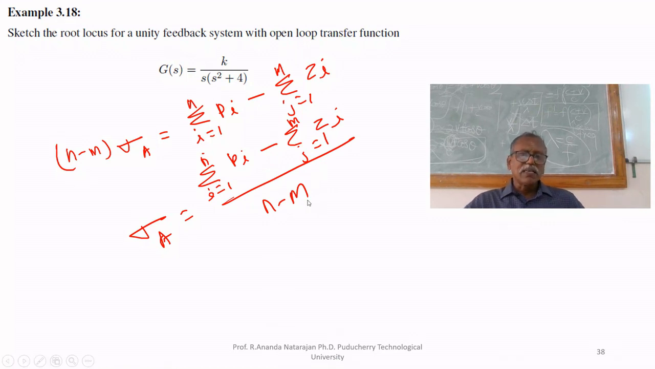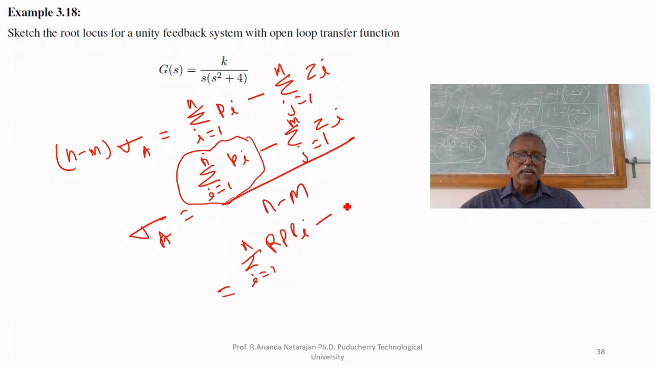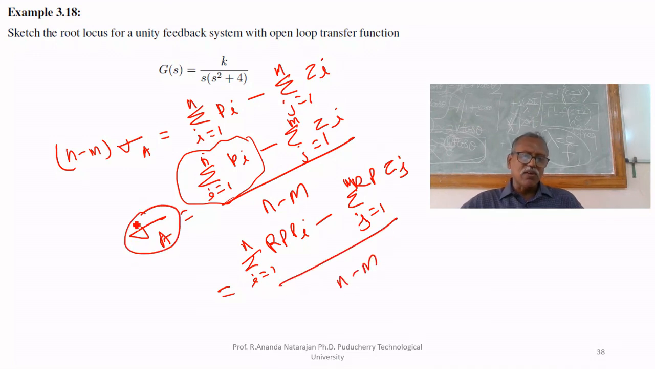But we know that complex conjugates come as plus and minus, one plus and one minus. If you add them, the complex part gets cancelled. Therefore, instead of writing like this, we can write the sum of i equal to 1 to n of real parts of poles minus the sum of real parts of zeros, divided by n minus m. Therefore, sigma A is the point at which the asymptotes are meeting.